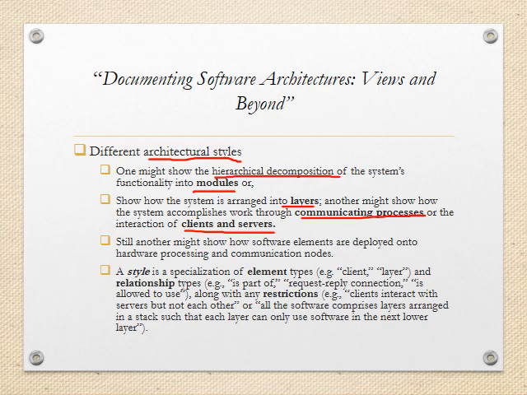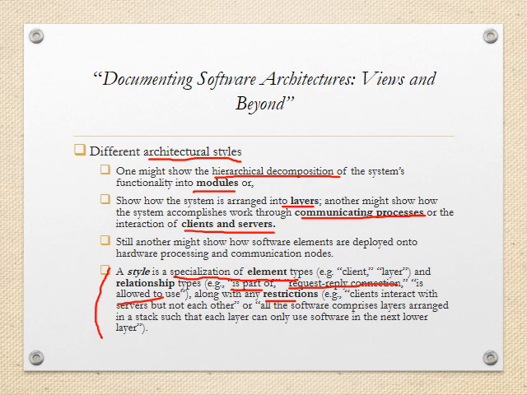What we mean by a style is a specialization of element types. For example, client, layer, and relation types, such as part of, request-reply connection, is allowed to use, along with restrictions. Clients interact with servers, but not each other. All the software comprises layers arranged in a stack such that each layer can only use software in the next layer. This is a description of a style.